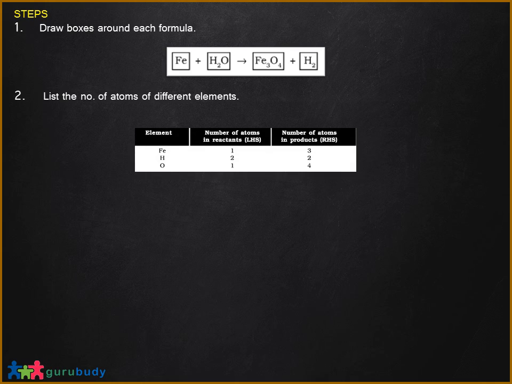Next, we list down the number of atoms of different elements in those boxes. As you can look, there are 3 different atoms here: iron, hydrogen, and oxygen. The number of atoms in the reactants is iron 1, hydrogen 2, oxygen 1. But the number of atoms in the products is iron 3, hydrogen 2, and oxygen 4.